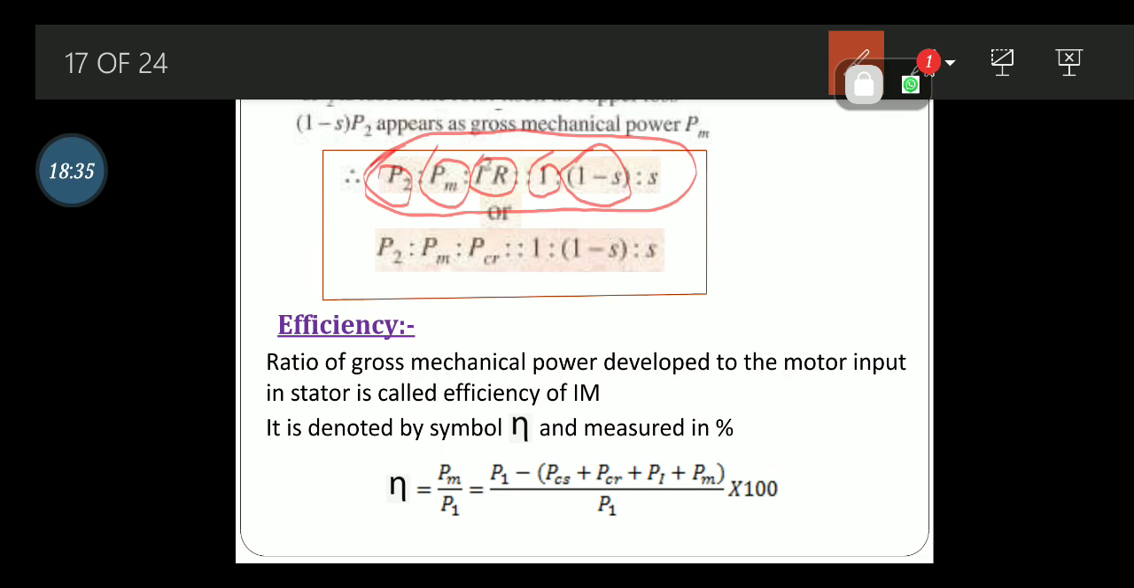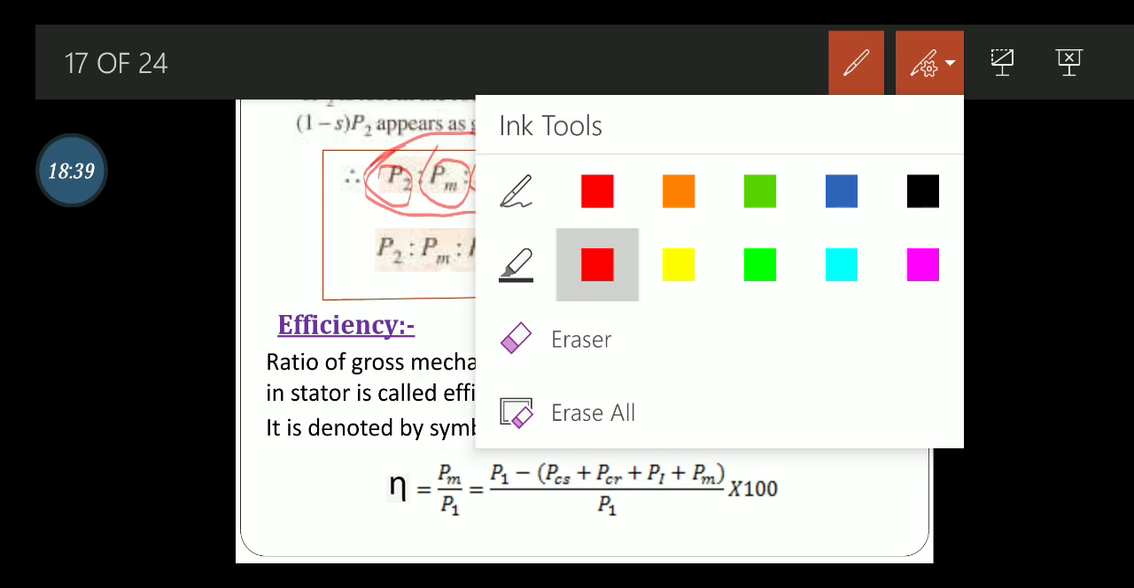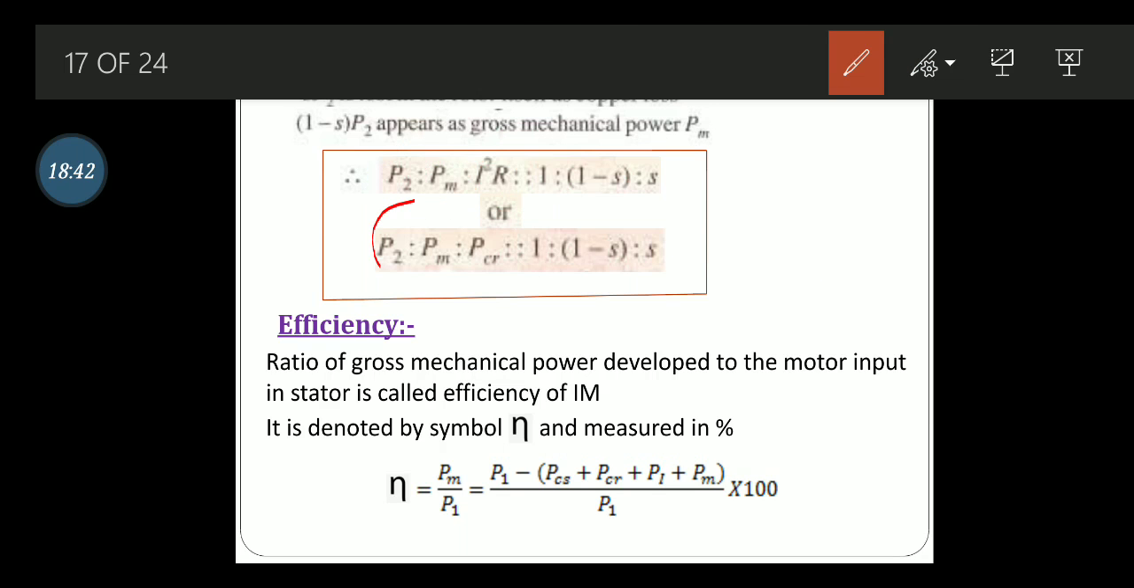So this is the S times what? Rotor input. Then finally this can be rearranged, that P2 is to Pm is to PCR is equal to 1 is to 1 minus S is to S. So this is about the relation between rotor input, gross mechanical power developed, and rotor copper loss, that is 1 is to 1 minus S is to S.